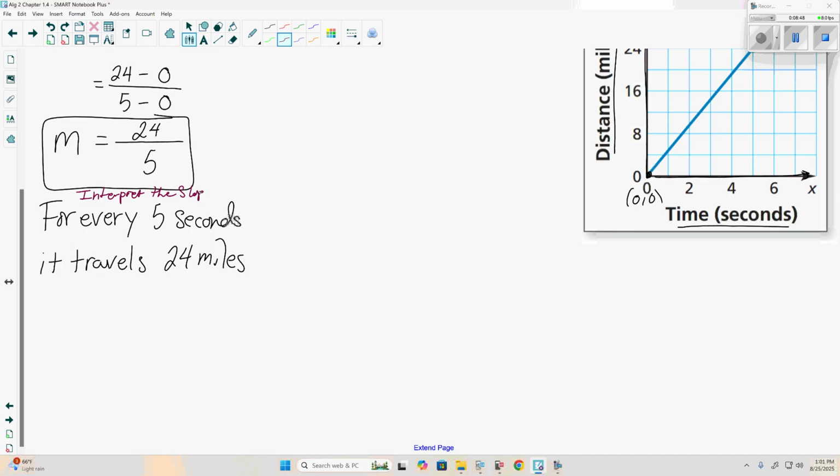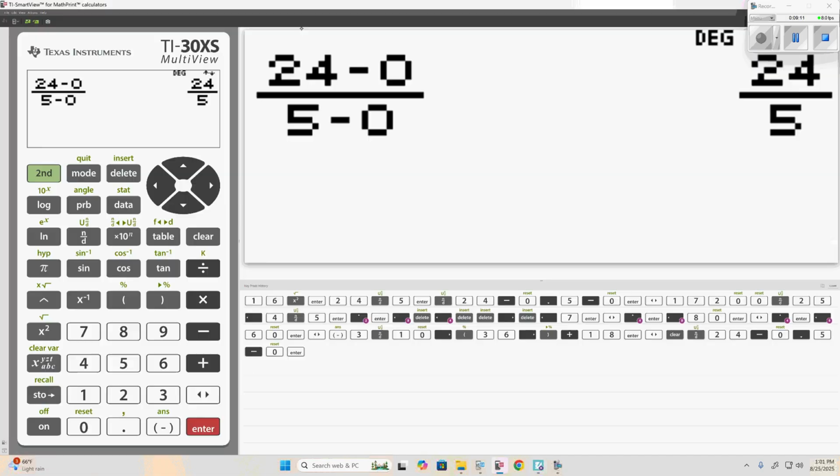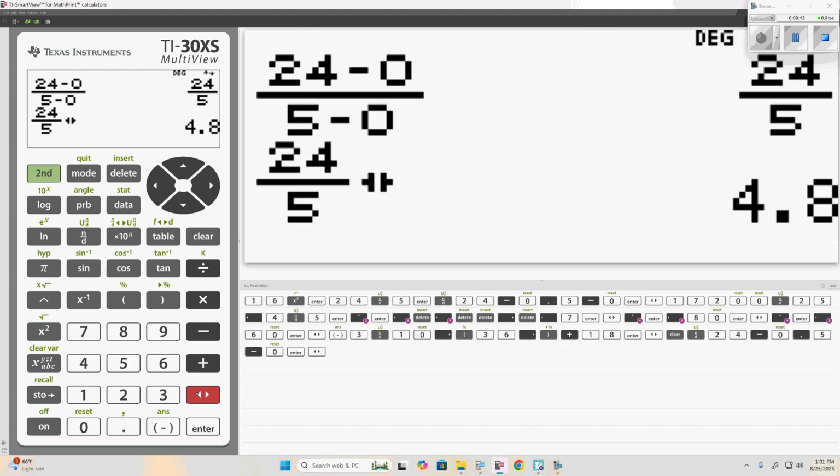I'm just writing this above it because that's what we're answering. We're interpreting the slope. For every 5 seconds, it travels 24 miles. It travels 24 miles every 5 seconds. Is that a different way to say it? No, we just flipped it, right? I'm going to tell the calculator to approximate. So 24 over 5 is the same as 4.8, yes?